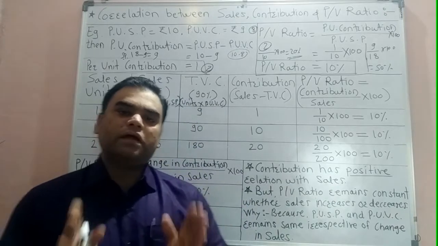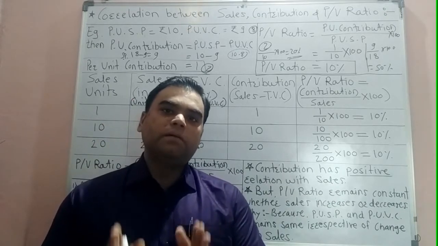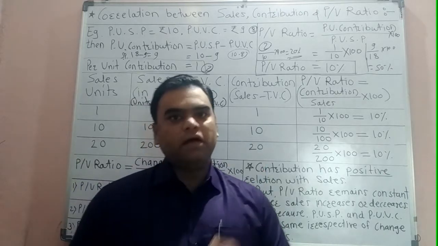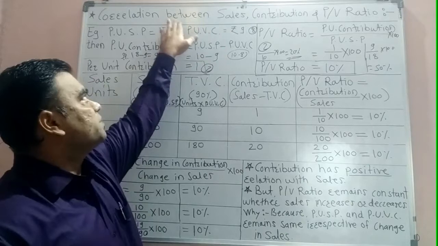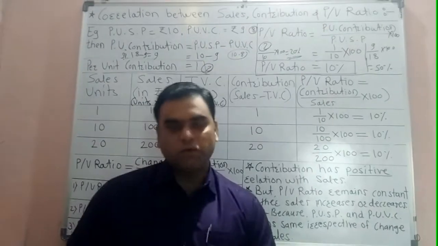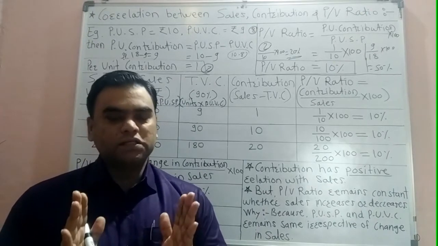Today we are going to understand one alternative method to calculate the PV ratio, and mainly we are going to understand the correlation between sales, contribution and PV ratio with the help of one practical example. So let's start.